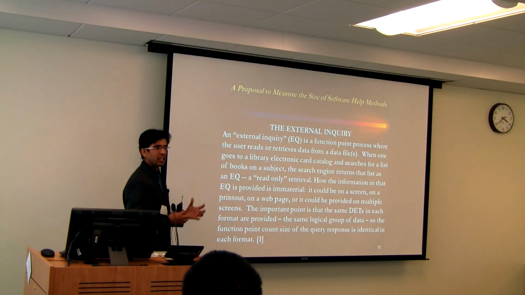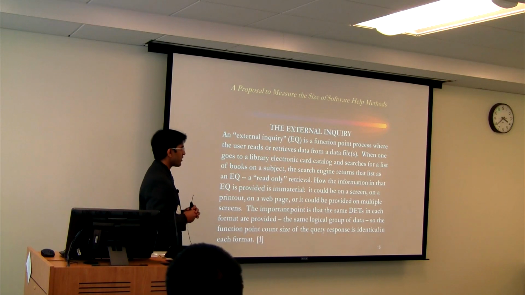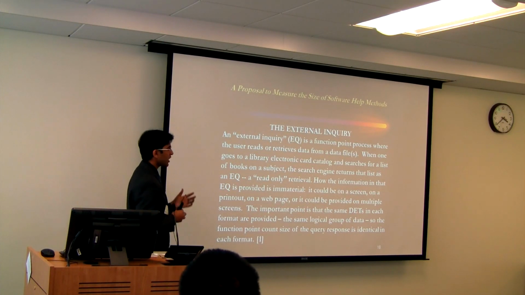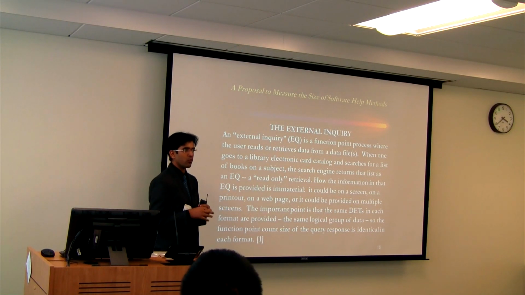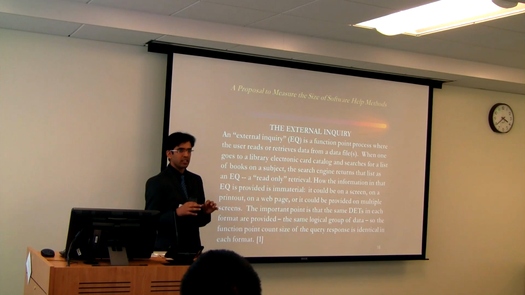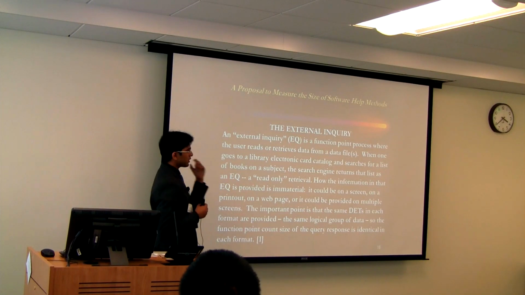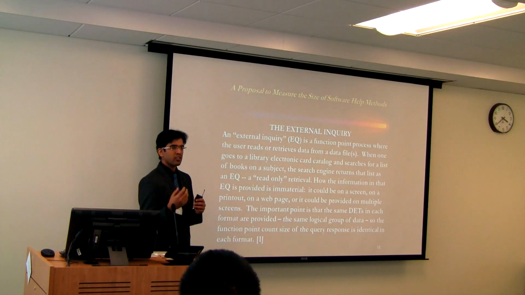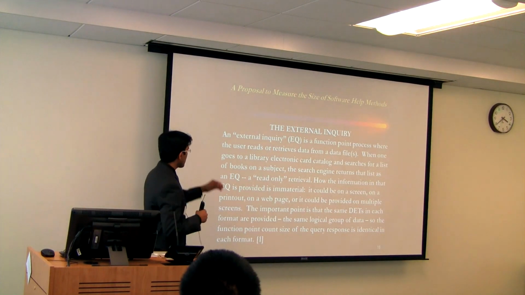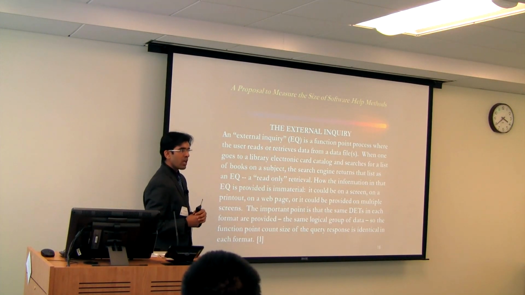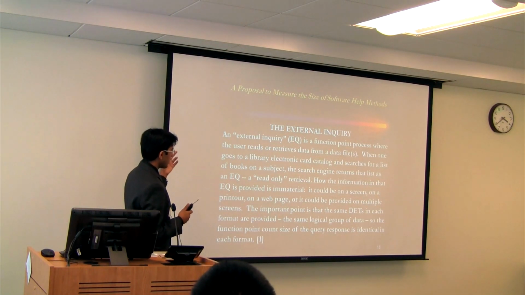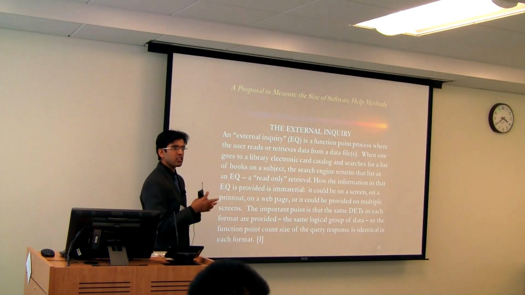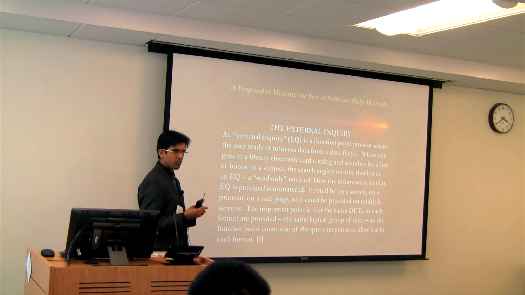Coming to external inquiry. An external inquiry is a function point process where the user reads or retrieves data from a catalog. Let's take an example where a student goes to a library. He wants to retrieve data on baseball. So he goes to the website, and in the search he types baseball. That is an external inquiry. Now the system retrieves data from the database. It's only a read-only retrieval. The data that is retrieved is the links, the books on baseball.